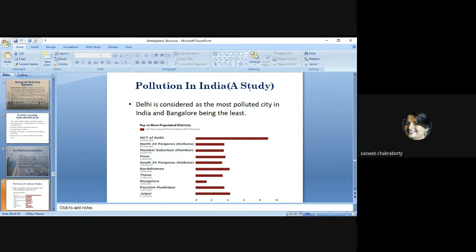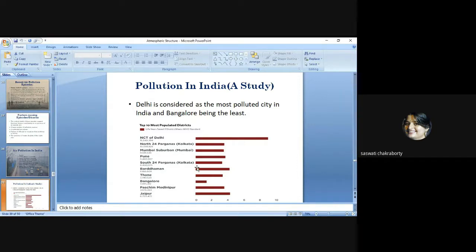This is the pollution in India study of 2020. See, Delhi is the most polluted, and this is strange to see. You will see Bangalore to be the least polluted, although Bangalore is quite advanced. Till then, Bangalore is least polluted.